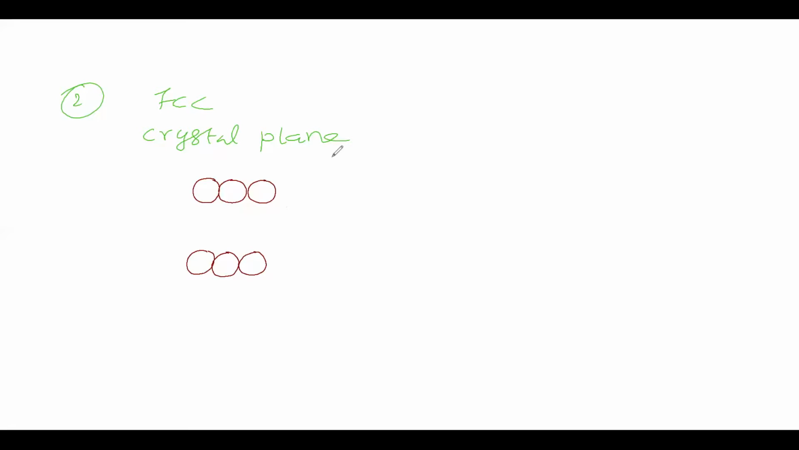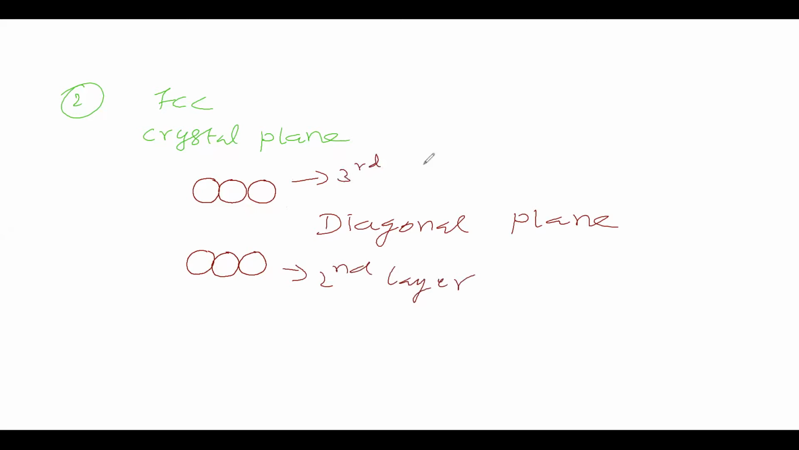Okay, we came back to this whiteboard crystal plane. There are three particles here, three particles here. So this plane is called a diagonal plane, we can say. This is a diagonal plane. Suppose you take it in the second layer, then it goes to the third layer in FCC. In FCC we are saying like this, sir.